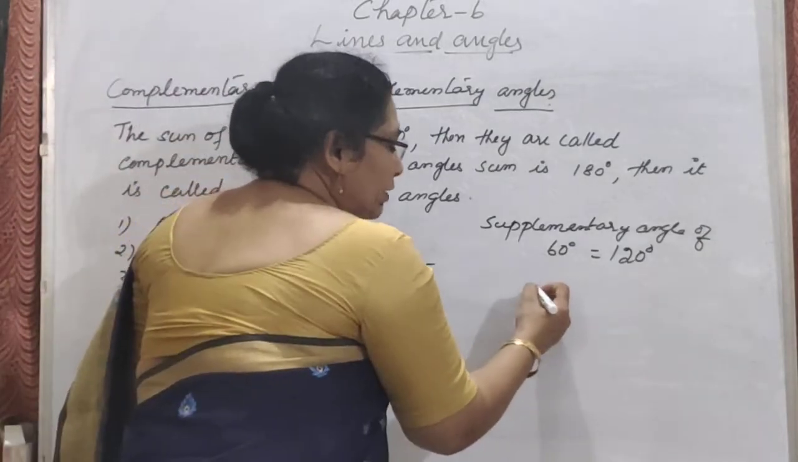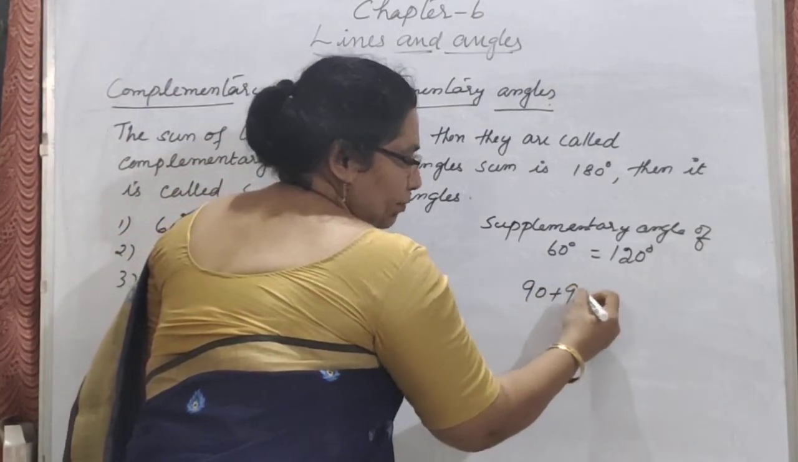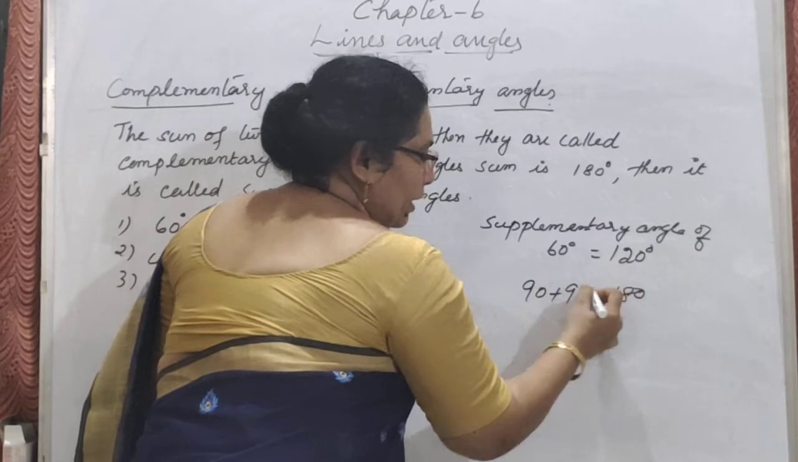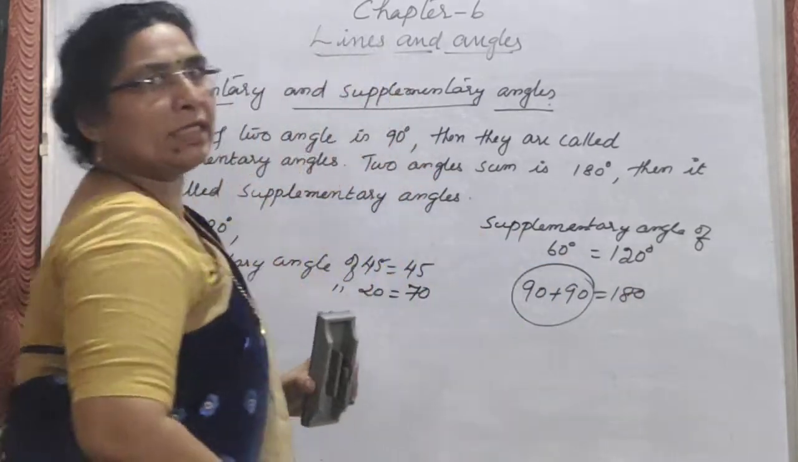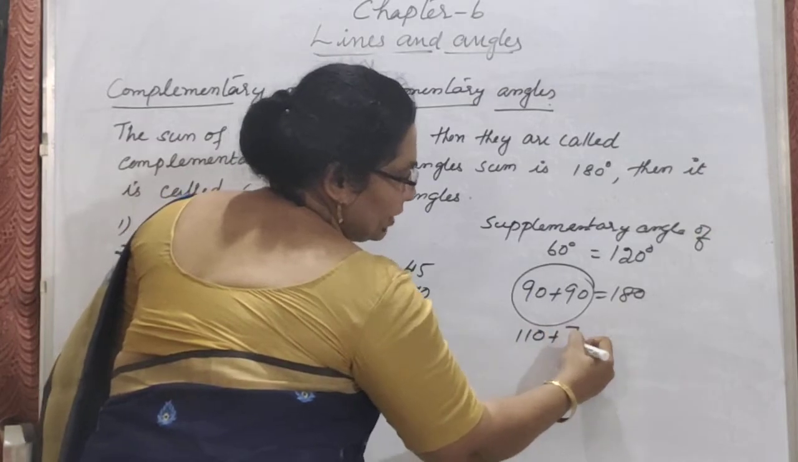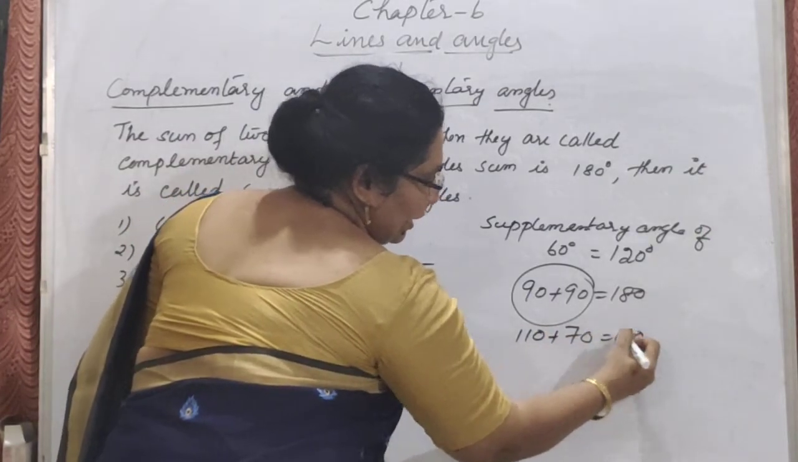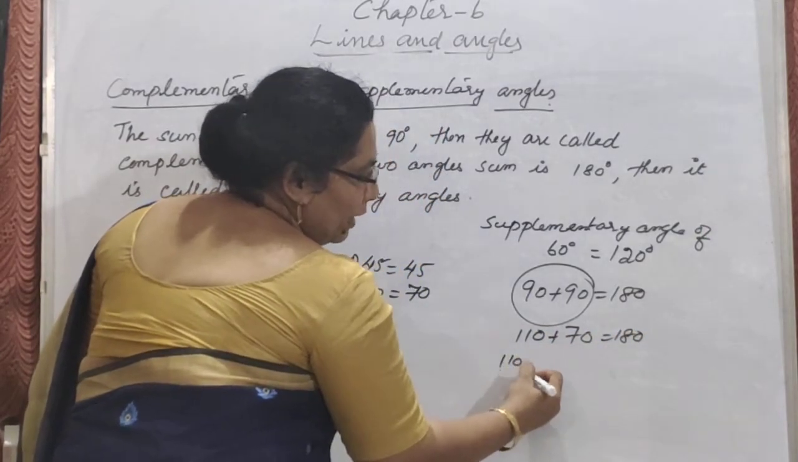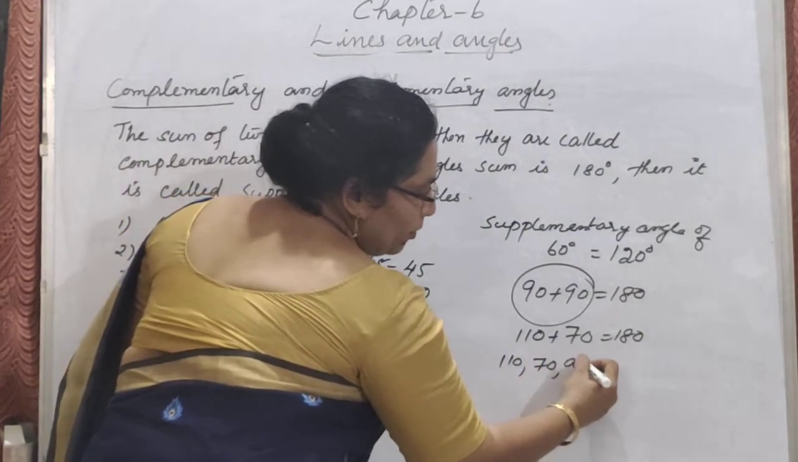Now if we take 90 plus 90, what is the sum? 180 degrees. So both are supplements to each other. Suppose I am taking 110 plus 70. What is the sum? 180 degrees. So what we can say, 110 and 70 are supplements to each other.